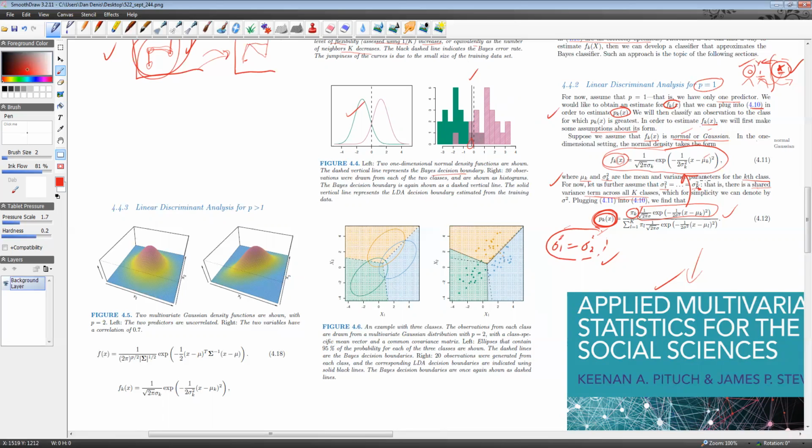We don't know what mu k is. So we have to estimate those parameters and get a mu k. We have to estimate the parameters for the variances. We don't know what the variance is here. We have to estimate parameters for it.